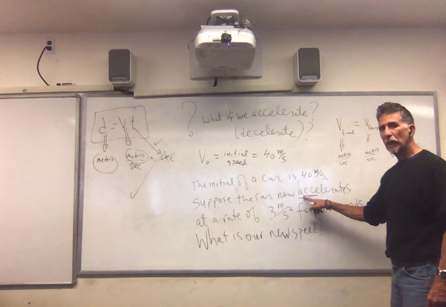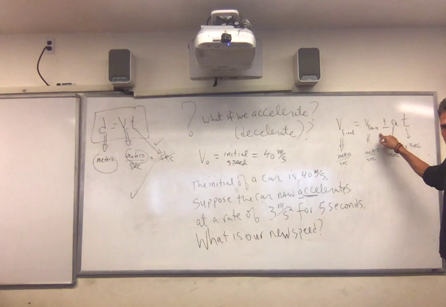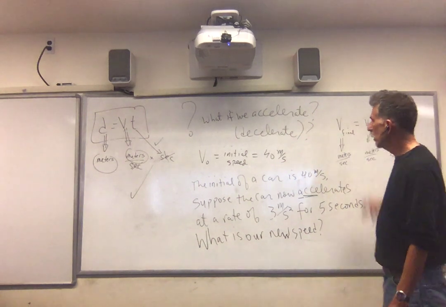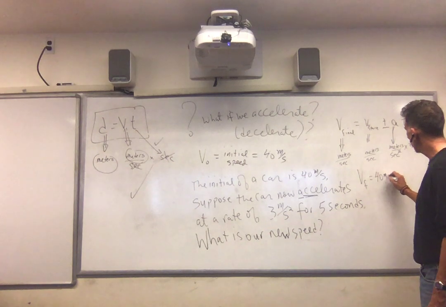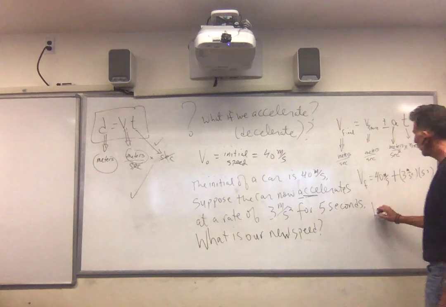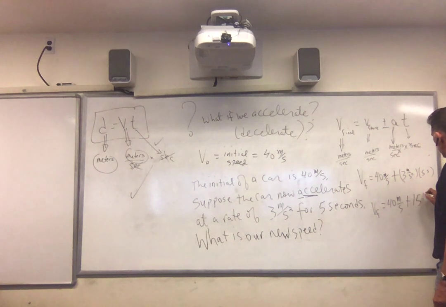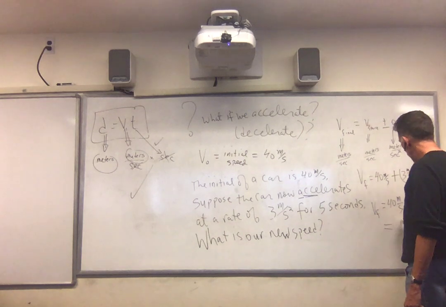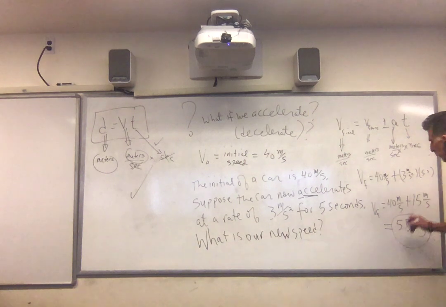Now, if we accelerate, what do you think we do? Do we take the plus or the minus? The answer is the plus. So V final is going to be equal to V initial plus, what did I have? Acceleration was 3 meters per second squared times 5 seconds. So V final is 40 meters per second plus 15 meters per second. So the answer is 55 meters per second. Just add.